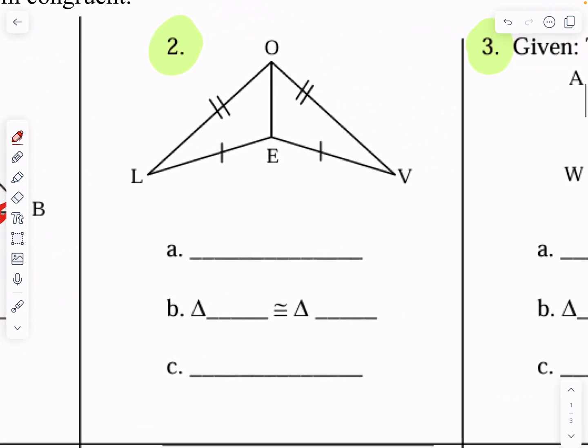For this one, this is using the reflexive property right here by sharing that side, which remember we can mark with 3 lines to say that that's congruent. So yes, these are congruent, and that's by side, side, side. And I'm going to start here, go to 1 and then 3. So triangle LEO is congruent to triangle VEO.